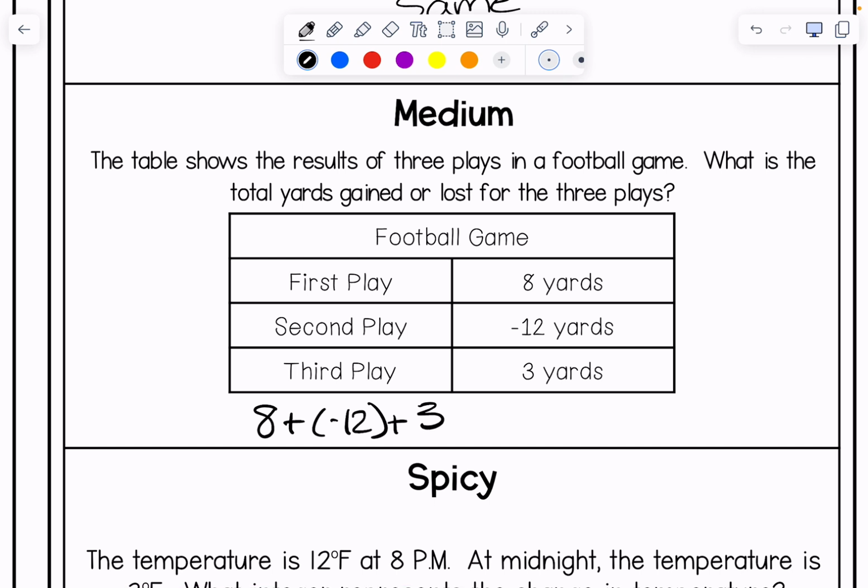And from here, there's a variety of ways you could solve this problem. So some of you might add from left to right. Totally fine. 8 plus -12 gives us -4. -4 plus 3 is going to give us -1.